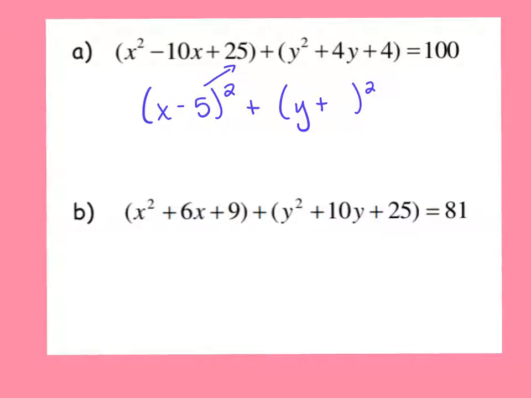Half of 4 is not 4. Half of 4 is 2. Sorry about that. And then 2 squared gives me 4. So that's already a perfect square trinomial. And then if I look at the square root of 100, I can rewrite that as 10 squared.